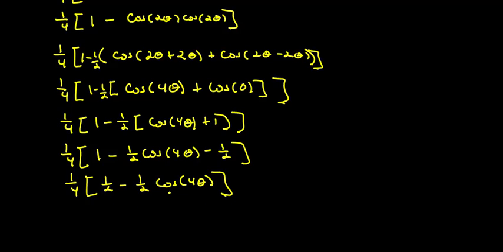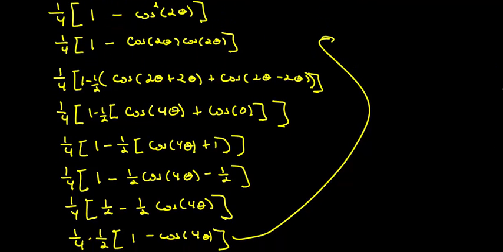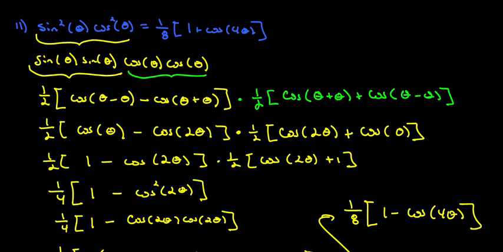And now what I'm going to do is factor out that half. I'm left with 1 minus the cosine of 4 theta. Let's just bring this up a little bit. And so that's going to be 1/8 times 1 minus the cosine of 4 theta, which I believe, hopefully, yeah, that's what we wanted.